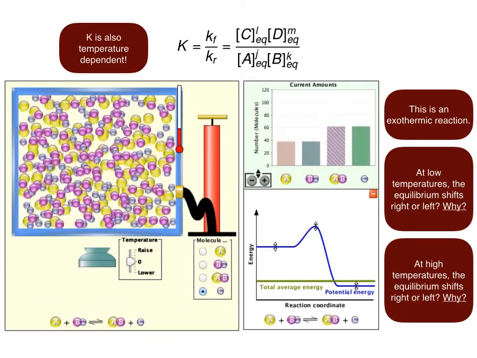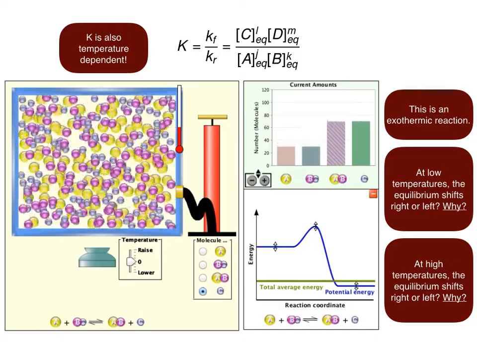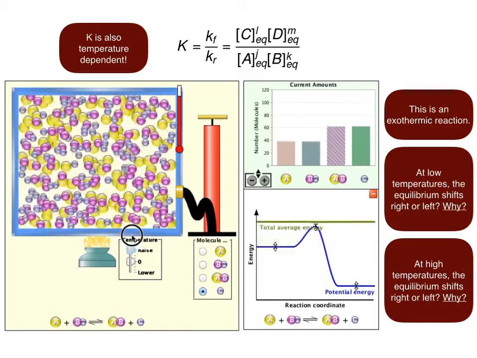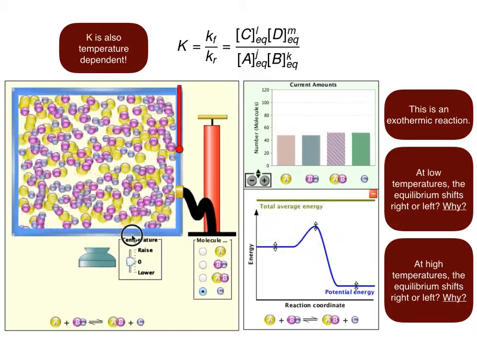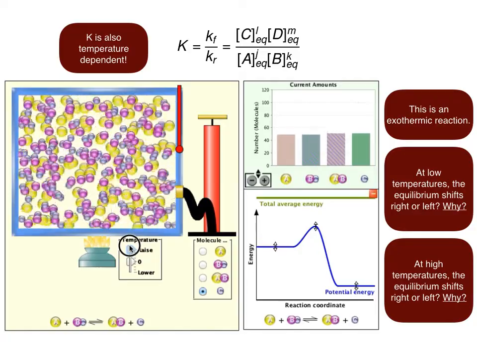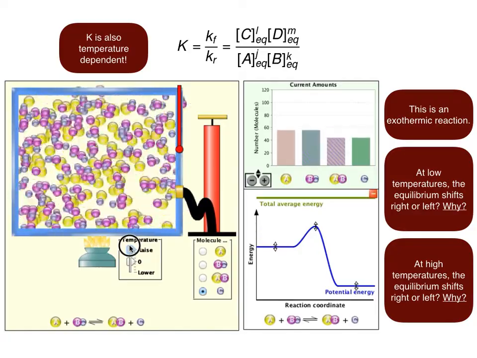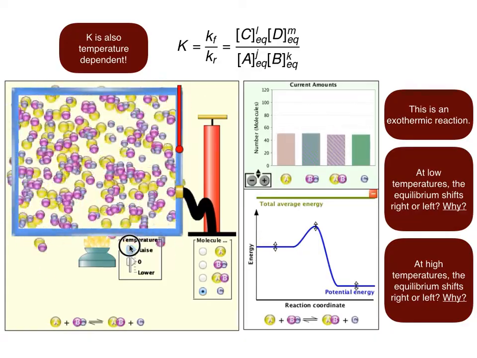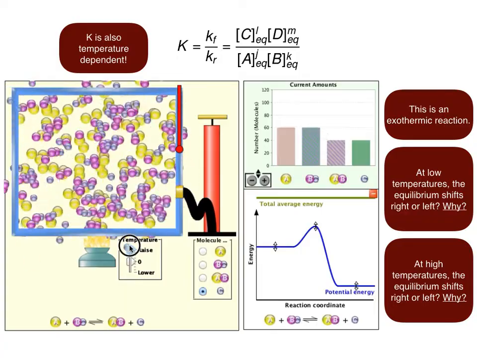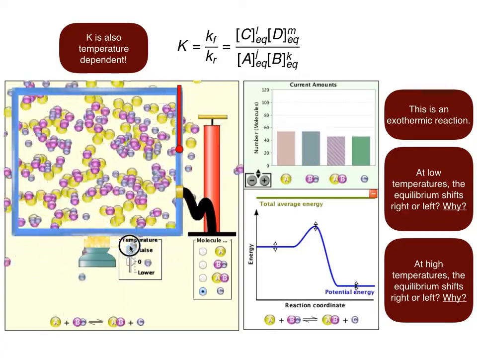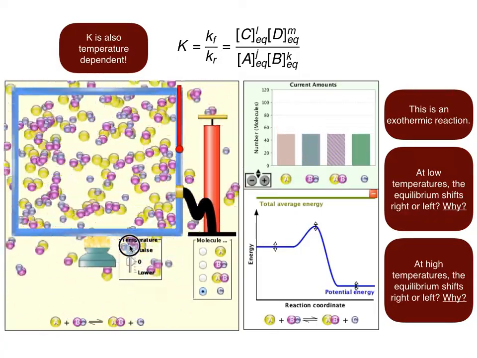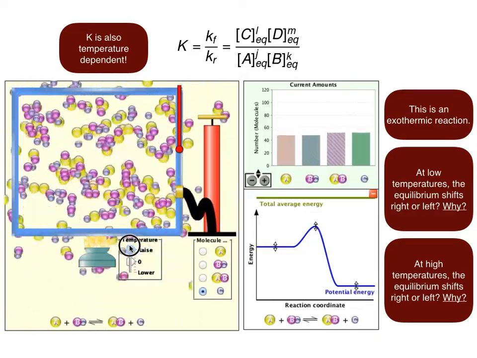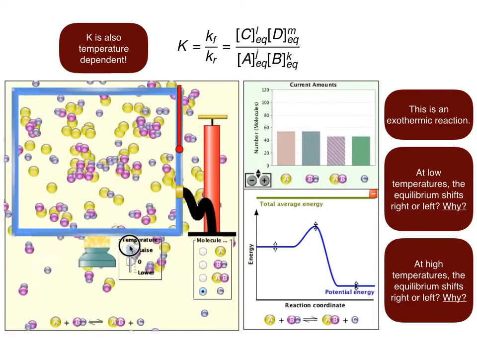Now, let's understand why. Note the reaction diagram provided. The forward process is exothermic, but the reverse process is endothermic. At higher temperatures, the reverse process will become more favored, since it requires energy to occur, while at lower temperatures, the reverse process will become less favored. Thus, at higher temperatures for this reaction system, the K value will be smaller. But at lower temperatures, where the reverse reaction is not as favored, the K value will be larger.